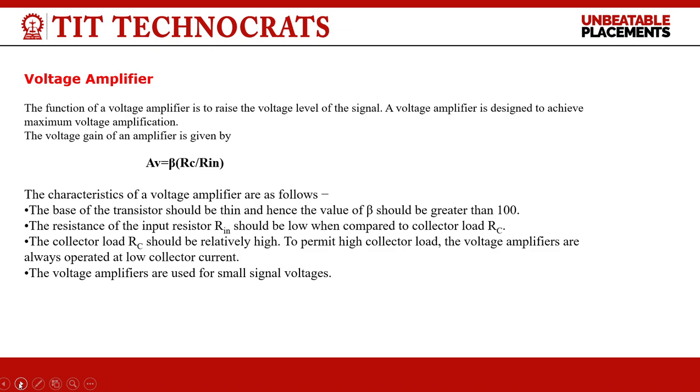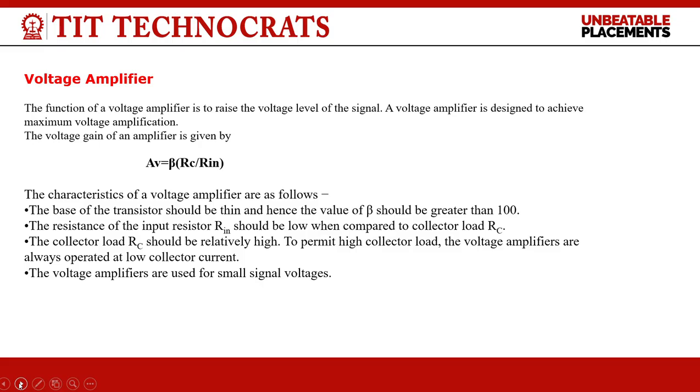Now the voltage amplifier, which is to raise the voltage level of the signal. It is designed to achieve maximum voltage amplification, which is mathematically given by Av equals beta times RC upon Rin. The characteristics of a voltage amplifier are as follows. The first one is the base of the transistor should be thin, and hence the value of beta should be greater than 100.